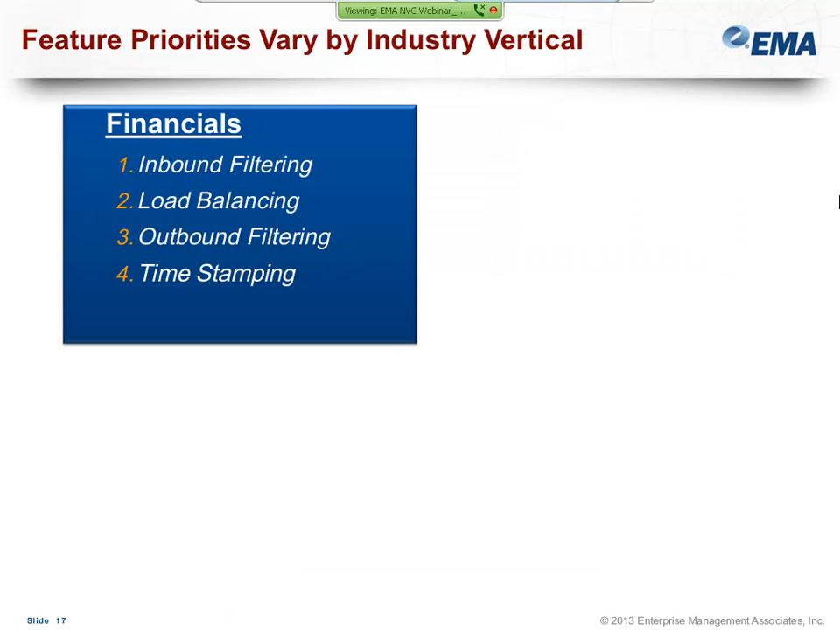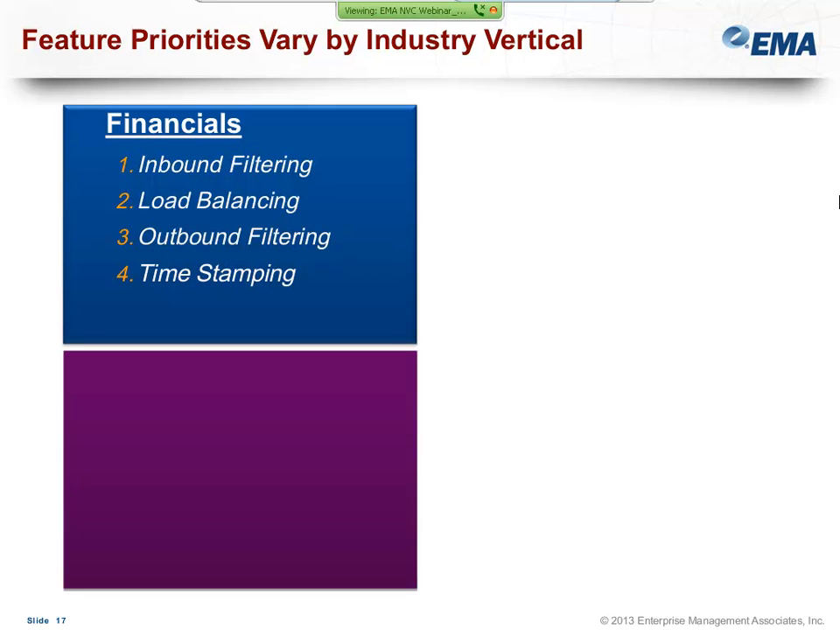I wanted to point out that amongst these feature priorities, there were some variations by industry vertical. If we look at the financials, this was their top 4. They really liked filtering. They liked the load balancing, which we know everybody liked. Outbound filtering was number 3, inbound number 1. They also called out timestamping. This is commonly the case because the financials are very often supporting trading desks and trading floors, where latency is a really high concern, and the timing of transactions becomes very important to understand. So timestamping turns into an important capability for that particular group.